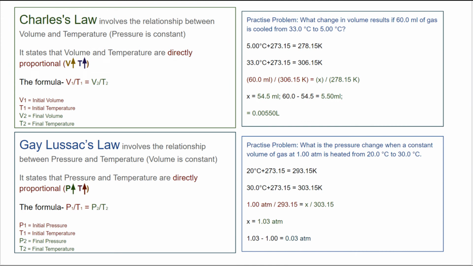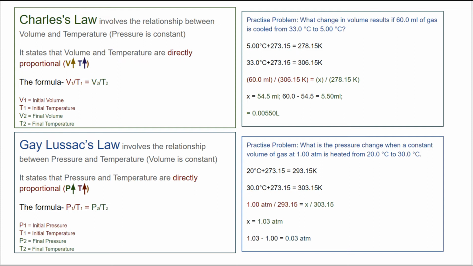And now moving on to the next two laws, we have Charles's law and Gay-Lussac's law. Charles's law shows the relationship between volume and temperature, and they're directly proportional. So V1 over T1 equals V2 over T2. And we can see a simple practice problem. One key thing to note is when the values are given in Celsius, we need to convert them to Kelvin, and then we can plug in the values.